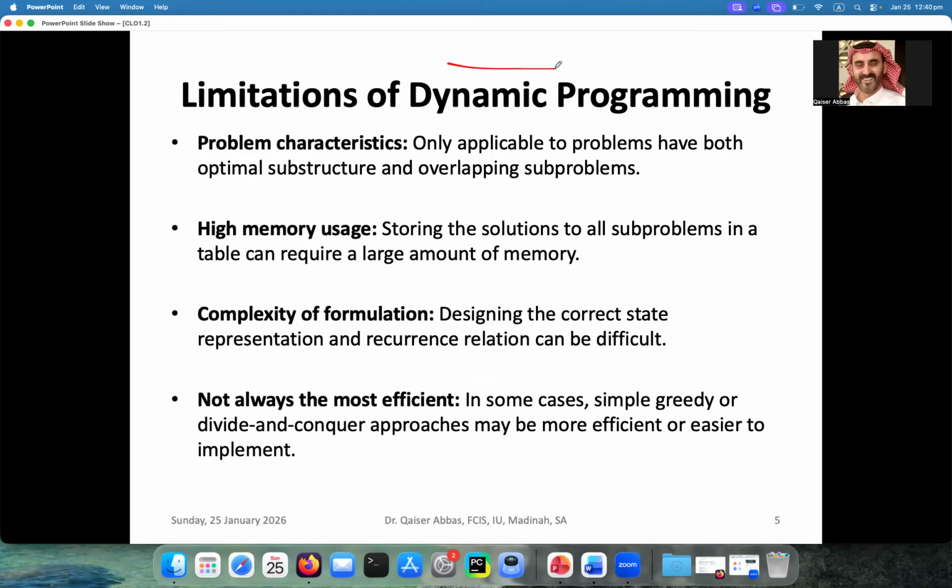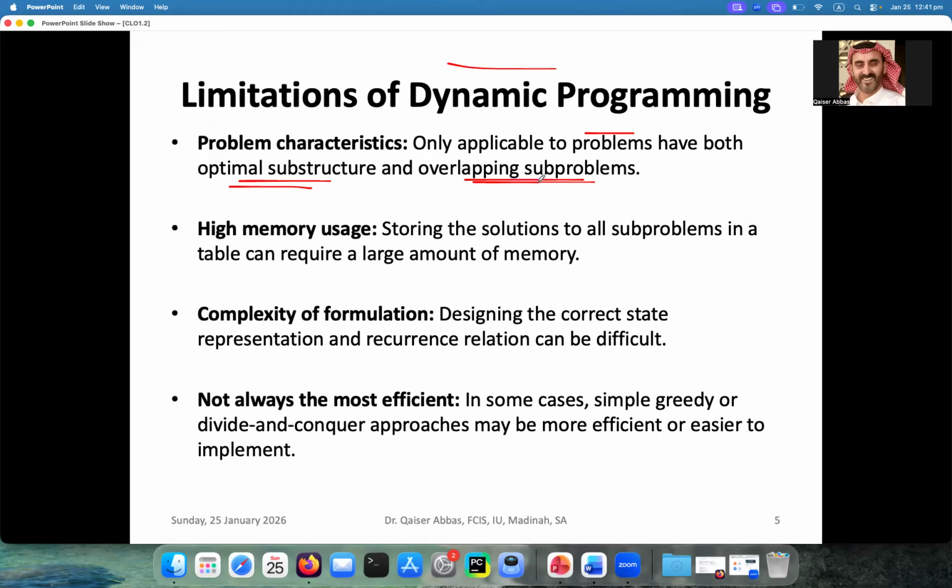The first issue is that you can apply DP only to those problems which have the optimal substructure and the overlapping subproblem properties in them. These are the two properties of dynamic programming. One is called optimal substructure, you will see what it is later on. The other is called overlapping subproblem. If the problem has these two things in it, only then you can apply DP, otherwise not.